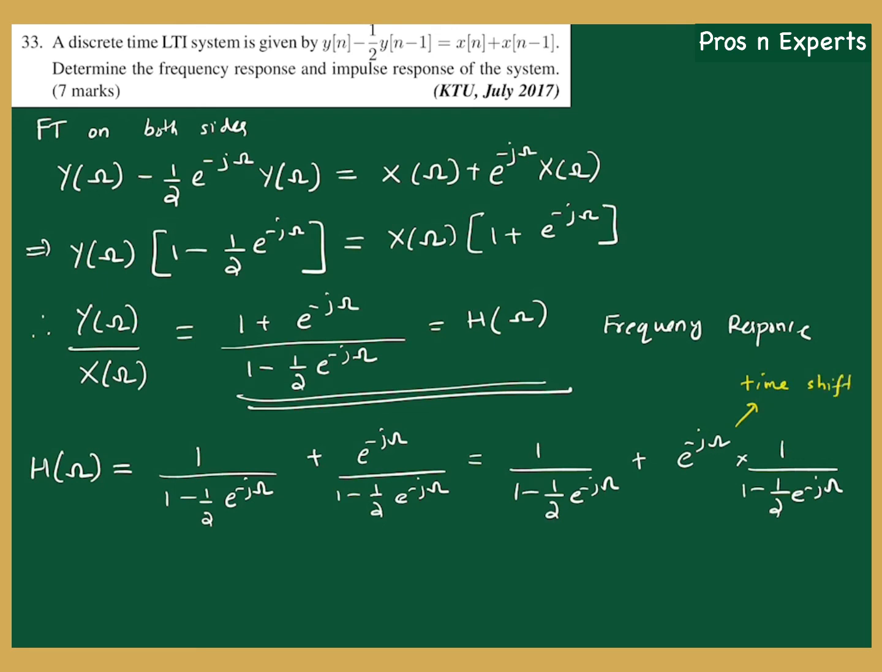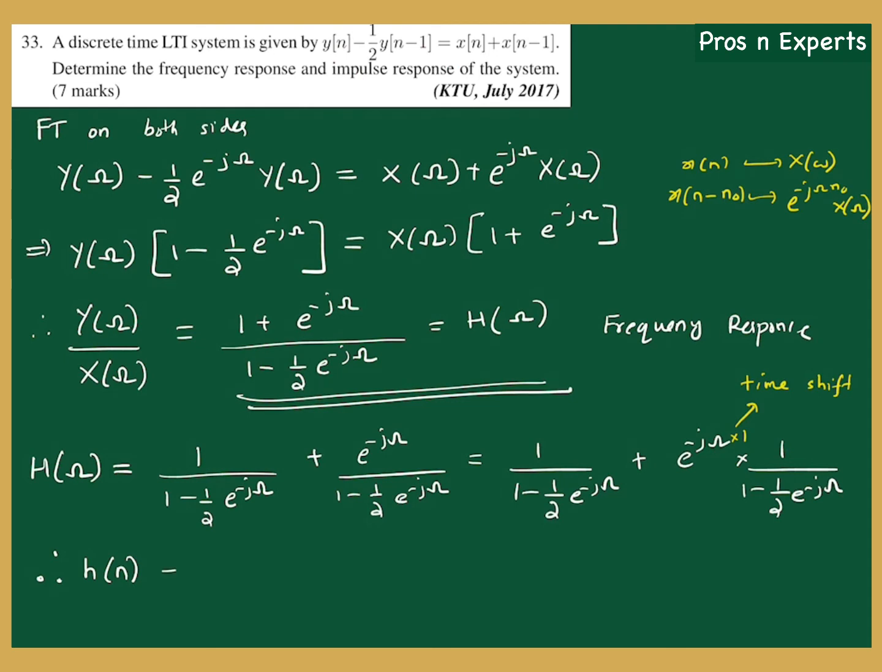You might be remembering x of n and x of omega as DTFT pairs, then x of n minus n0 will have a transform e raised to minus j omega n0 into x of omega. So here this e raised to minus j omega into 1, I can write it as e raised to minus j omega into 1. So the time shift is by 1 unit. Therefore the inverse DTFT will give you h of n, which is nothing but the impulse response. Impulse response is h of n only.